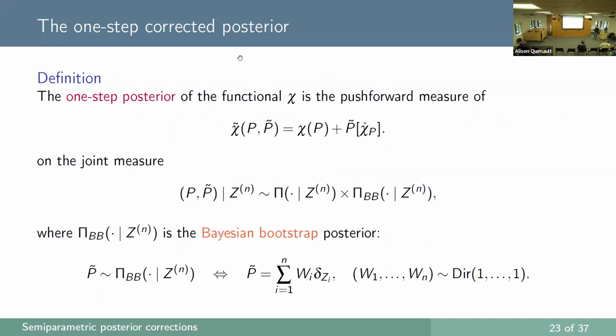So we have our chi of p. We add a new term, which I've called p tilde, the expectation of this efficient influence function with respect to p tilde. P tilde is a draw from the Bayesian bootstrap posterior, just in case you're familiar with this kind of stuff. So it combines these two independent sources of randomness. You have the initial posterior, that's just ordinary non-parametric Bayes, and you have the Bayesian bootstrap posterior: combined uncertainty.